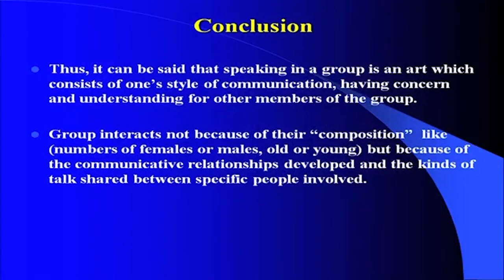So, groups interact not because of their composition, like number of females or males, old or young, but because of the communicative relationship developed and the kind of talk shared between the specific people involved. So it is not about what kind of group is there. The basic meaning is not how many old, how many young people, how many women or men are the members of that particular group. It's not like that. What matters is that kind of communication and relationship. I am repeating, emphasizing again and again that as a student of communication, these two things are very, very important.